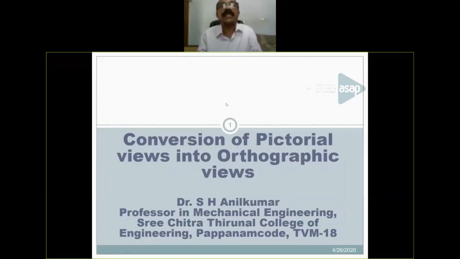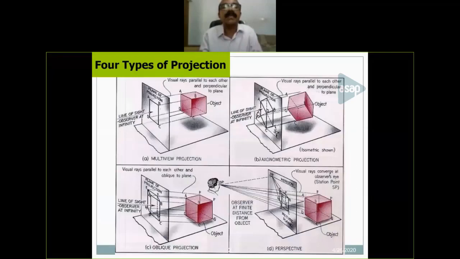See here the different types of projections. You can see multi-view projection, axonometric projection, or in other words, isometric projection. In the case of multi-view projection, visual rays are parallel to each other and perpendicular to the plane. There, the line of sight or observer is at infinity. So that is the case of orthographic projection.